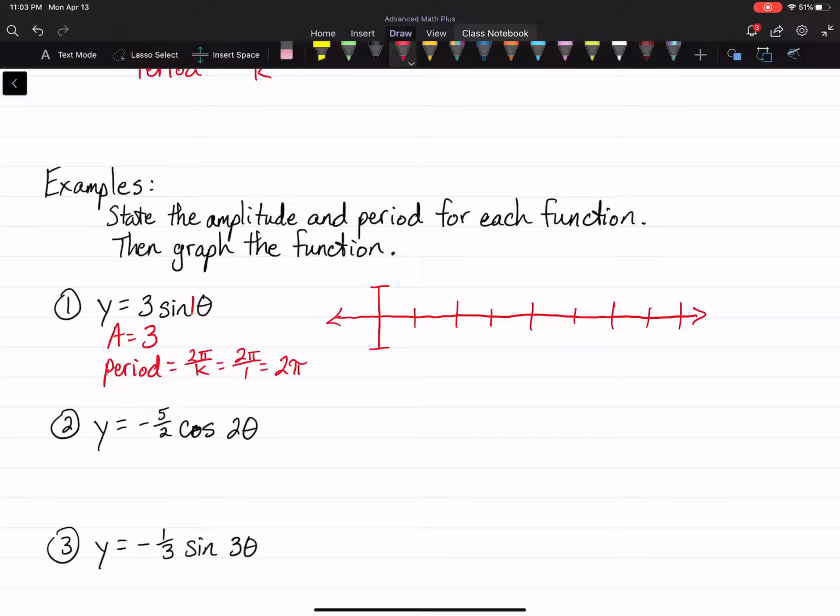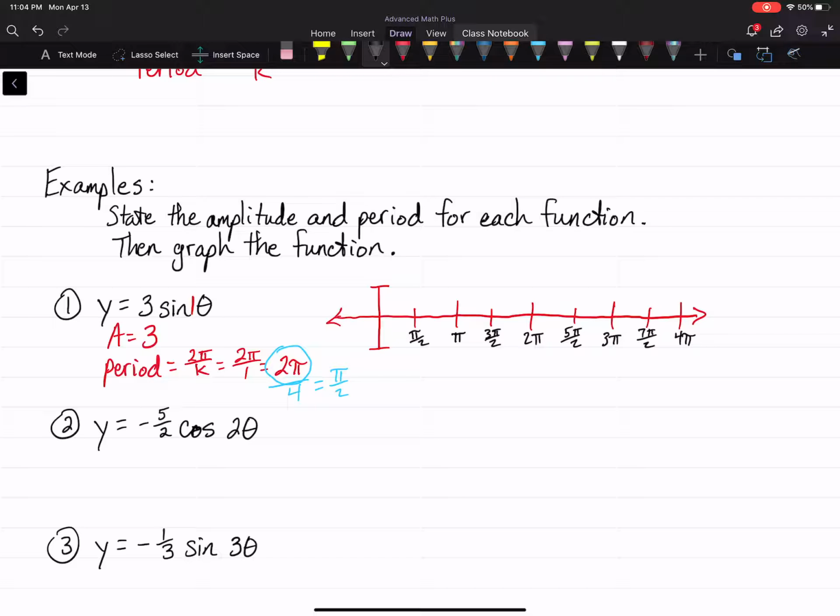And so how do you know what to count by? Well, you take your period. In this case, it's 2 pi over 1, which was 2 pi, and you divide it into fourths. So in this case, we're going to be going by pi over 2 every time. So this one will be pi over 2. 2 pi over 2 is pi. 3 pi over 2. 4 pi over 2 is 2 pi. 5 pi over 2. 6 pi over 2 is 3 pi. 7 pi over 2. And 8 pi over 2 is 4 pi.